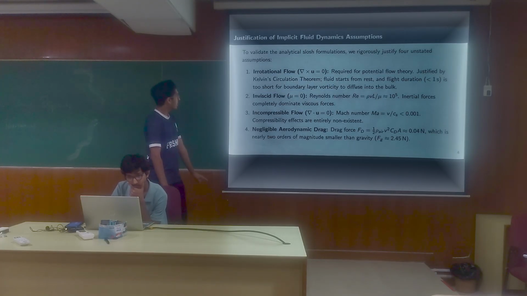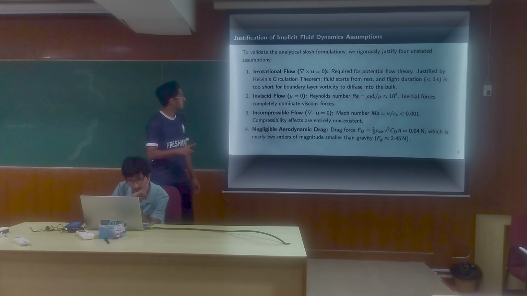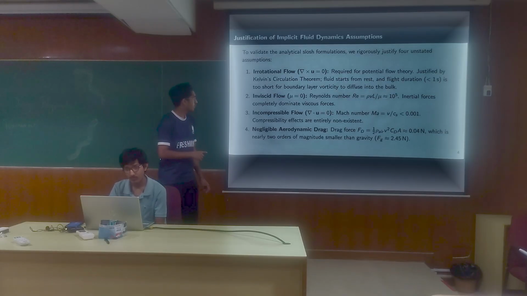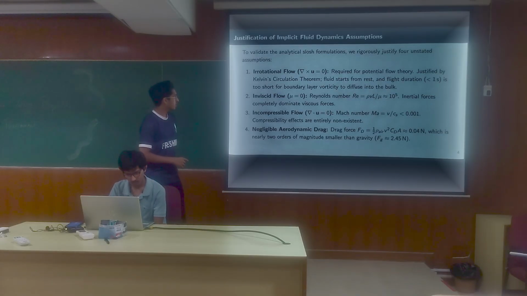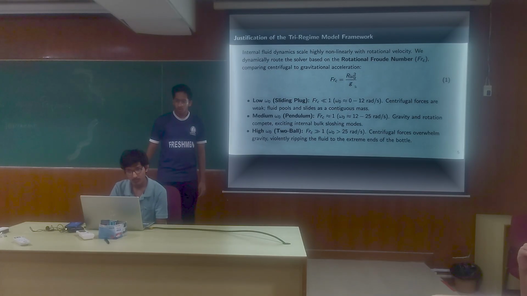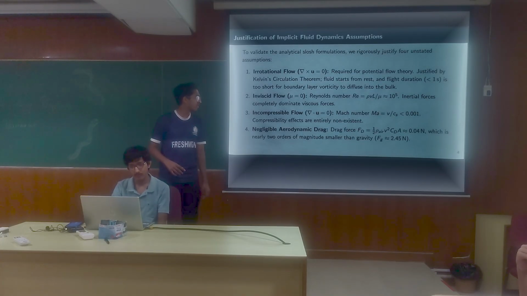And here are some more assumptions. Firstly, we are assuming the flow will be irrotational, meaning the curl will be zero. Using this, we can say that del square phi, the scalar potential for the velocity vector, will be zero. Also, we are assuming viscosity to be very low and fluid to be incompressible. We are also neglecting the aerodynamic forces as their magnitude is very low compared to gravity.